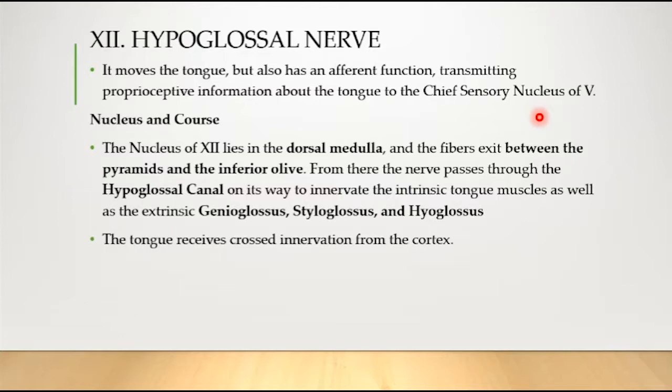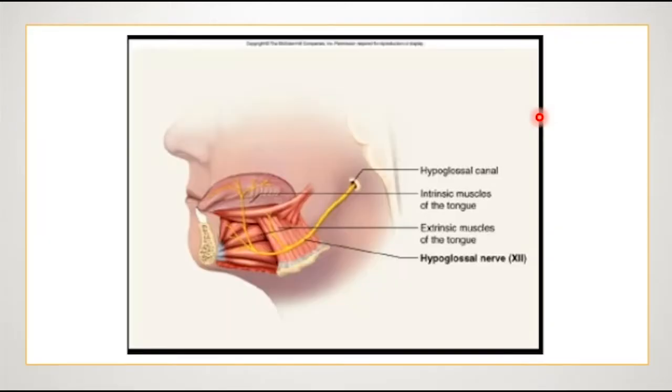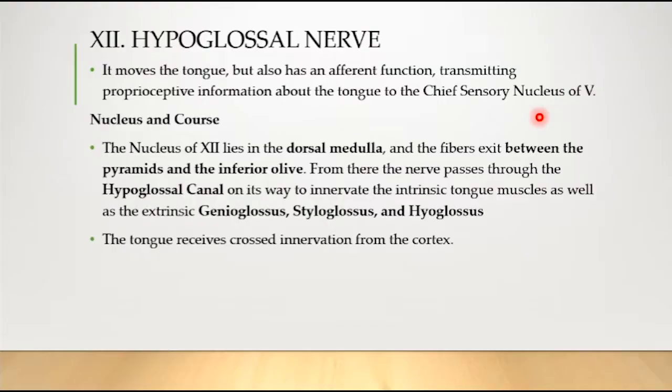Then the last, the hypoglossal nerve. It's a motor nerve that moves the tongue, and the nucleus lies in the dorsal medulla, and the fibers exit between the pyramids and the inferior olive, and it passes through the hypoglossal canal on its way to innervating the intrinsic muscles of the tongue, as well as the extrinsic muscles of the tongue. And of note, the tongue receives crossed innervation from the cortex. So, any clinical significance about this hypoglossal nerve?